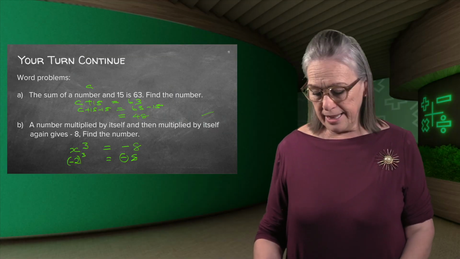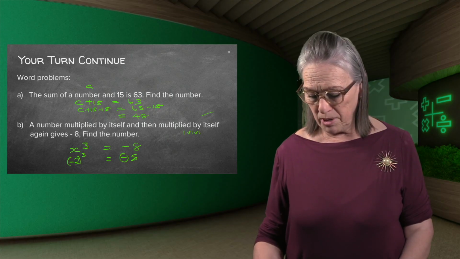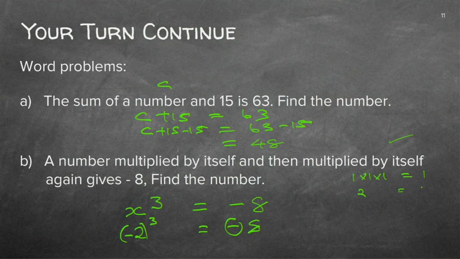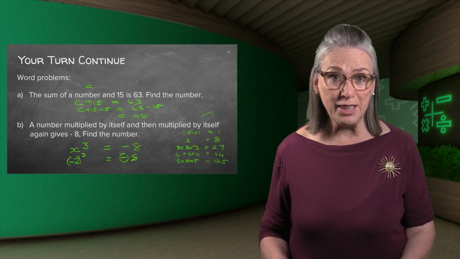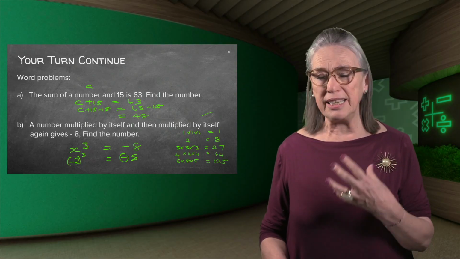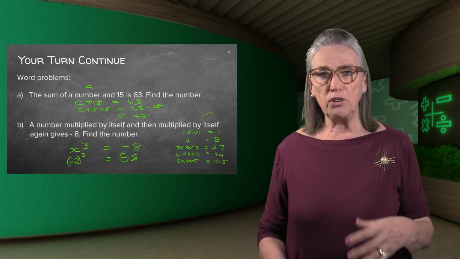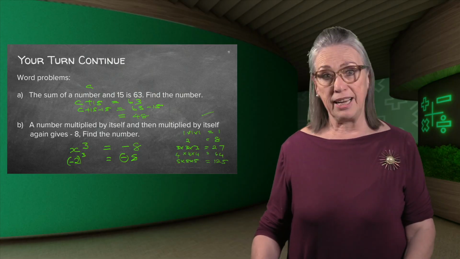Who can do the cubes? 1 times 1 times 1 is 1, and for 2, we've got 8. What about 3? Can you still remember? 3 times 3 times 3 is 27. 4 times 4 times 4 is 64. 5 times 5 times 5 is 125. Or if you can't remember it, please go back to that lesson, or just make sure that it is part of your common knowledge, so that you can easily recognize this.